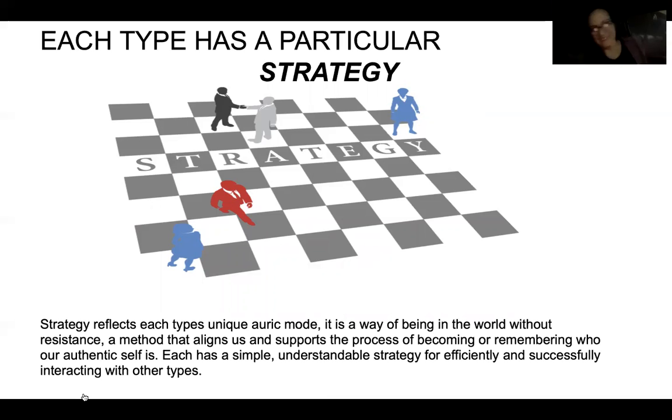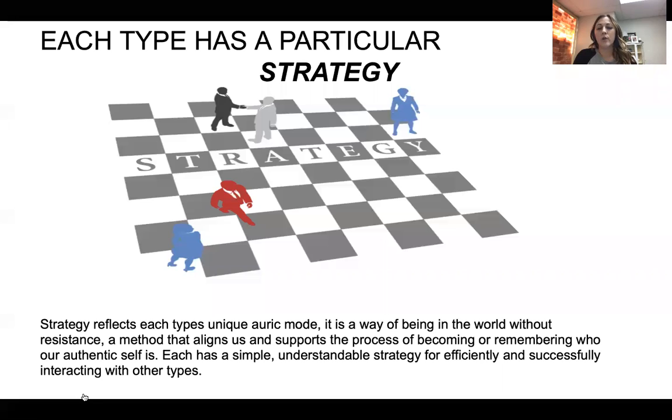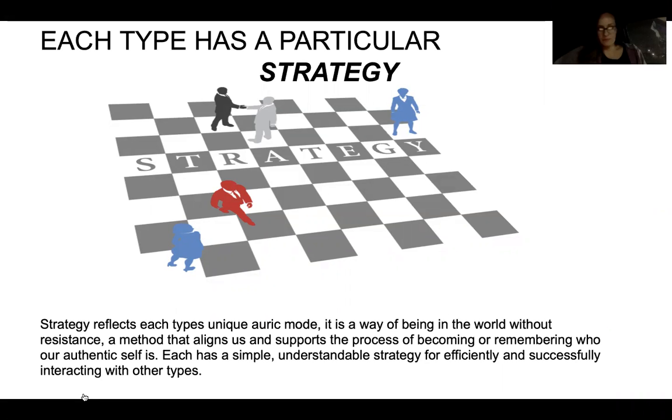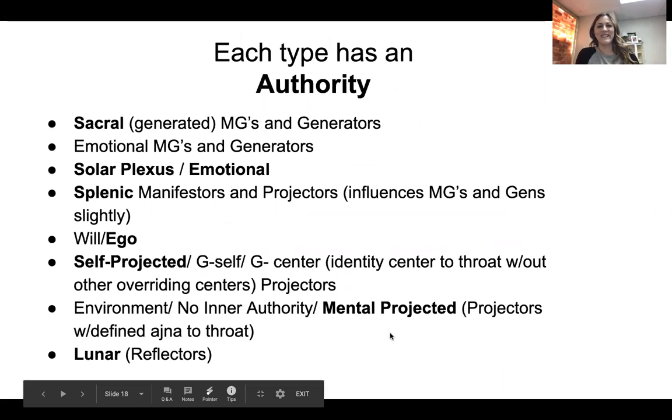Yeah. Each type has a strategy, and strategy reflects each type's unique auric mode. It's a way of being in the world without resistance. So if you're not acting in your strategy, then you're going to encounter resistance. And so the strategy is a method that aligns us and supports us in the process of becoming or remembering who we are, becoming our authentic self. And each type has a simple, understandable strategy for efficiently and successfully interacting with others. And this is the great thing about human design, is I feel like it kind of takes the guessing out of life. And that's what I love about it.